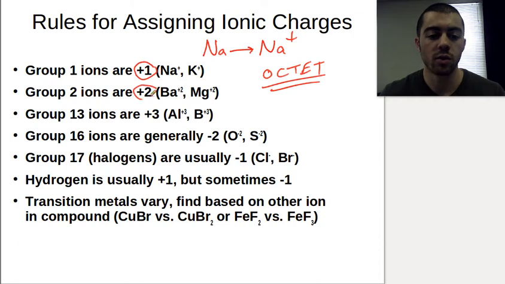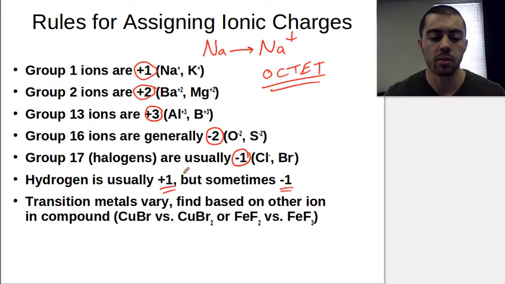For group 2, it would be +2. For group 13 or group 3A, it would be +3. For group 16, it would generally be -2. For 17, the halogens, -1. Hydrogen usually has +1, but it can be -1 in certain compounds, but generally you should be looking for +1 for hydrogen. The transition metals vary, and those are based on the other ions in the compound.